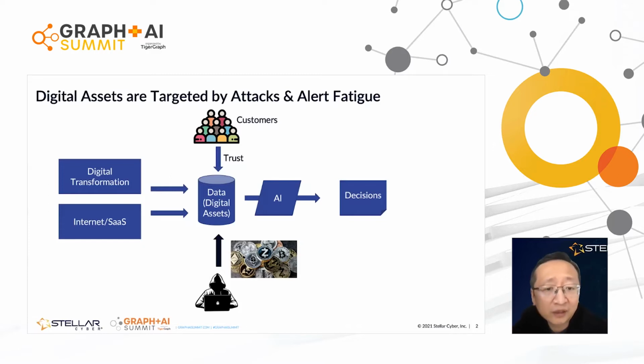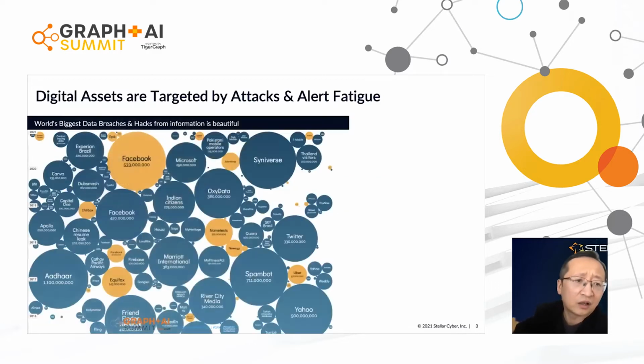Because of this, there's a great tension in business. We need to collect more data and use more data, but the attacker wants to target that data. There have been a lot of data breaches going on, right? This figure is from the Information is Beautiful website. You can go to the website and get the same figure. It shows the world's largest data breaches. You can see there are tons of breaches happening today.